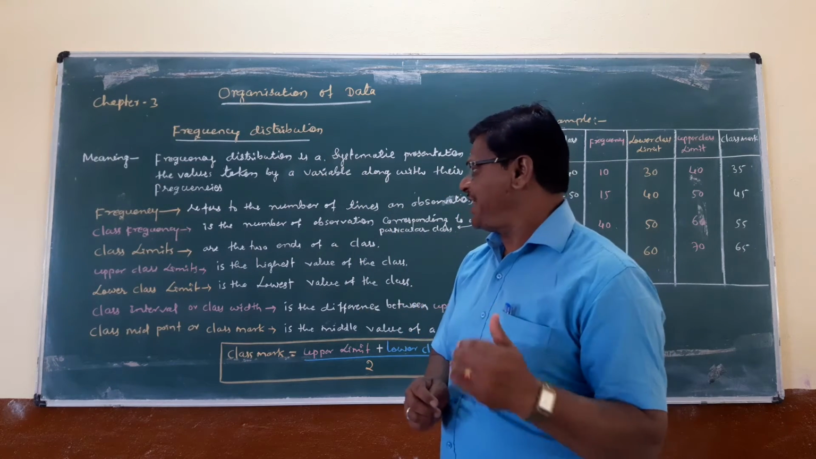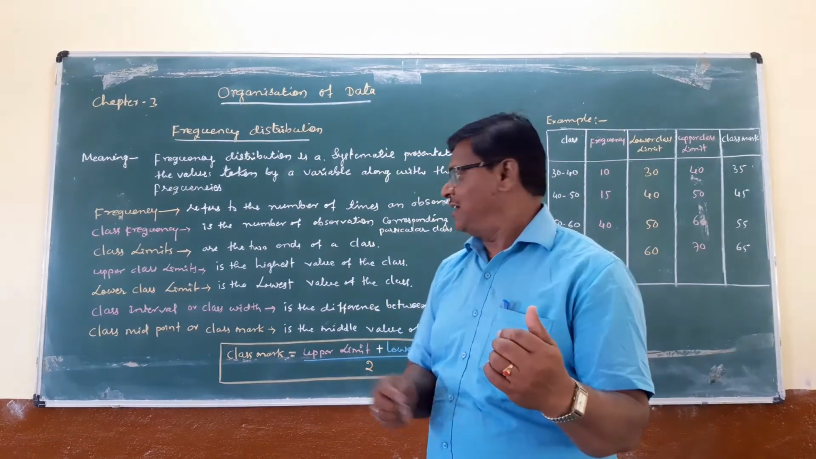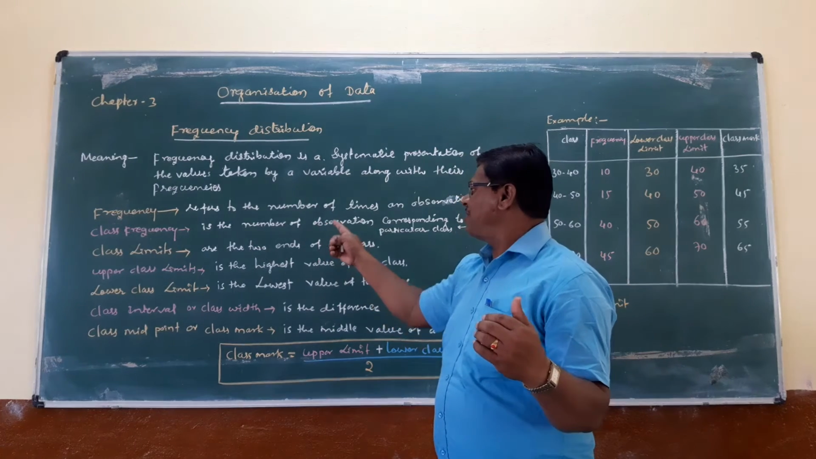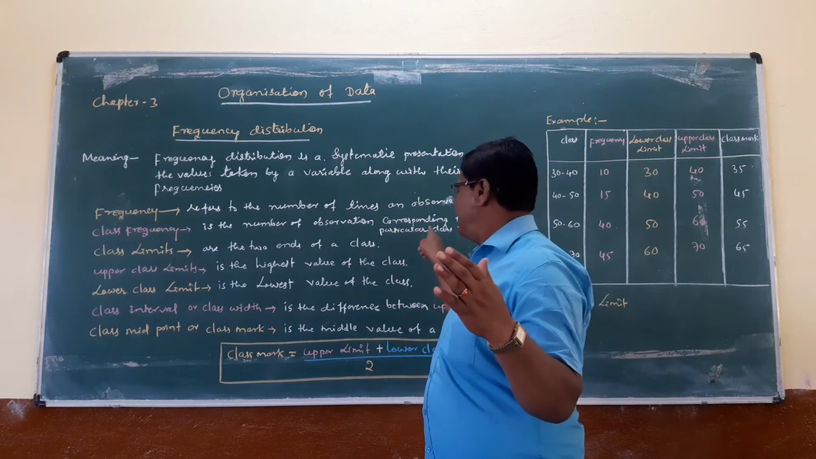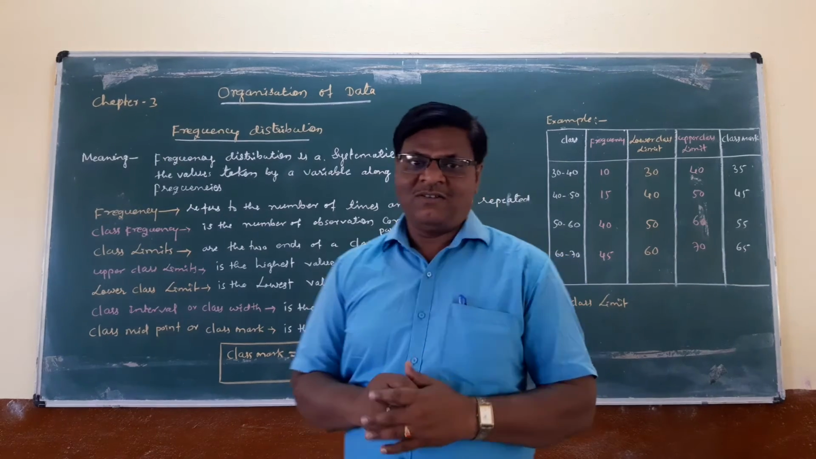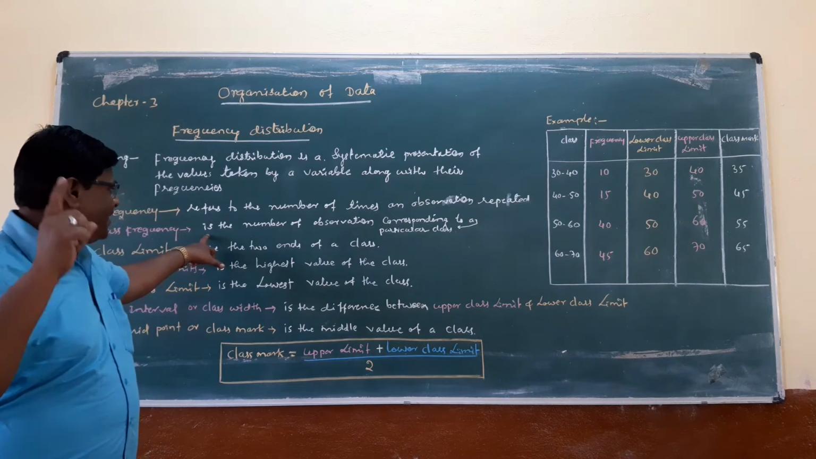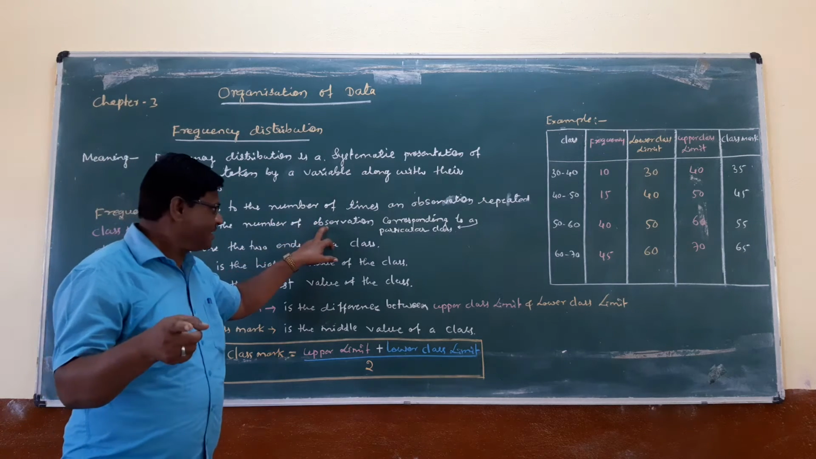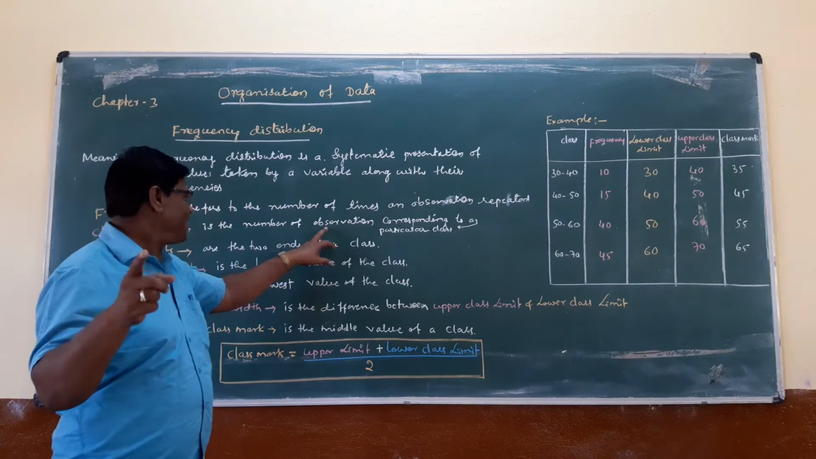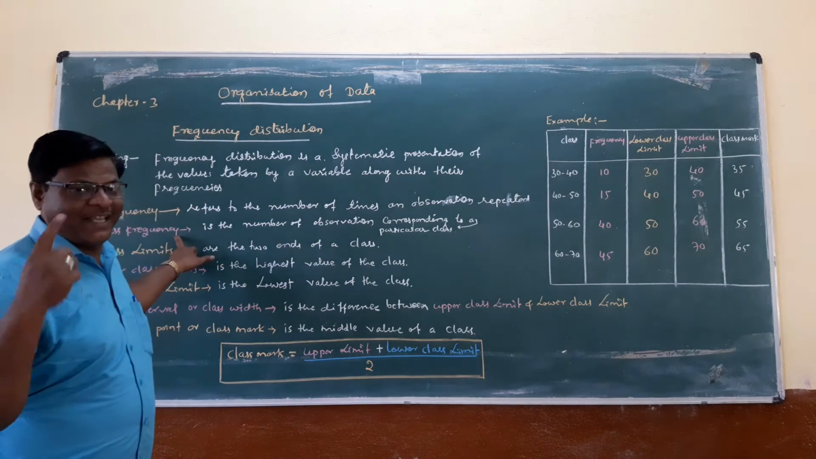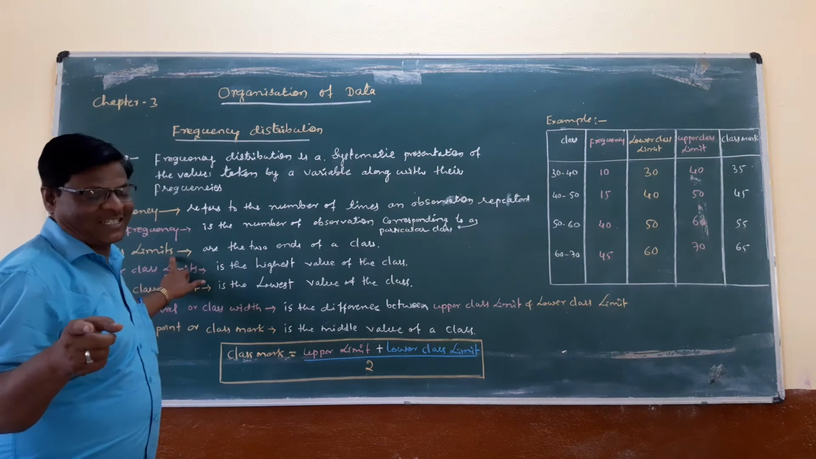And the next question is class frequency. What do you mean by class frequency? The class frequency is the number of observations corresponding to a particular class. Once again, it is the number of observations corresponding to a particular class that is called the class frequency.